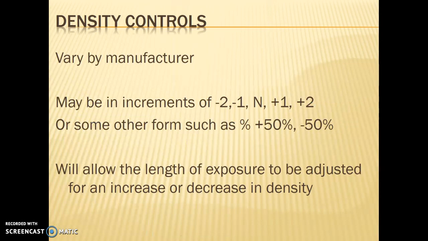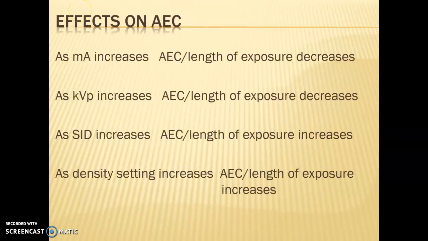Density controls vary by the manufacturer. They may be in increments of -1, -2, normal or N, +1, +2, or some other form such as percentage, such as +50% and -50%. This will allow the length of the exposure to be adjusted for an increase or decrease in density when using automatic exposure control. The purpose of the AEC device is to maintain density, so we will talk about various changes that have an effect on the AEC.